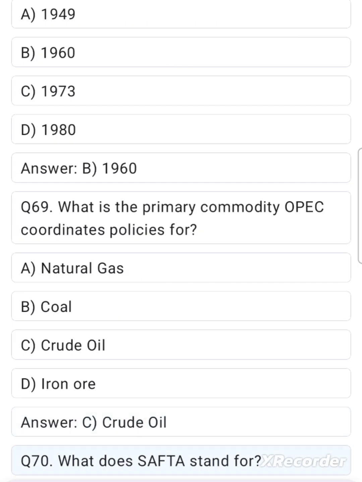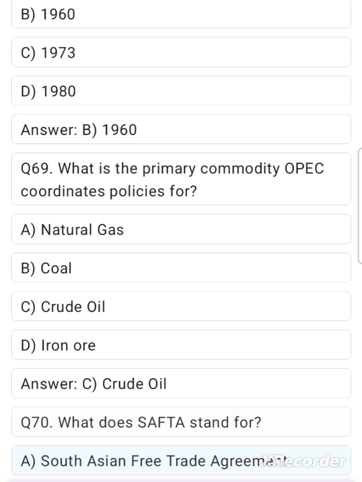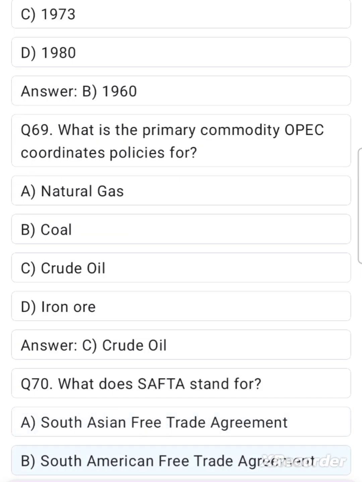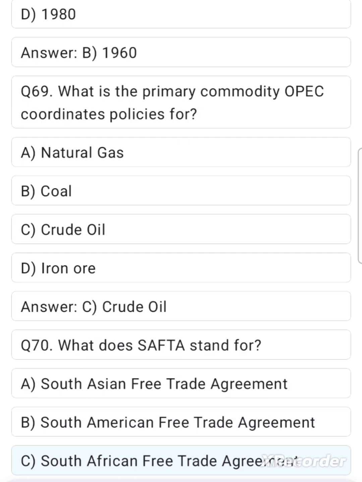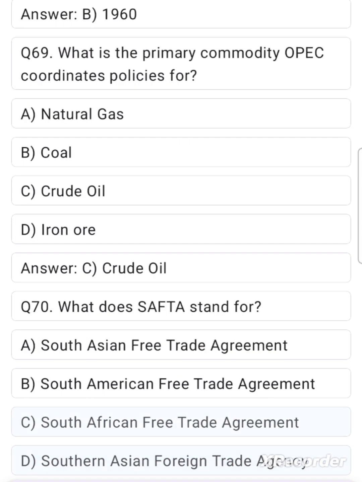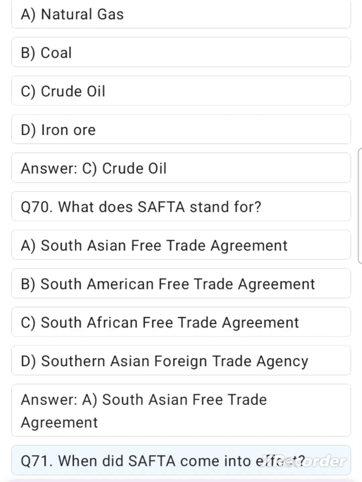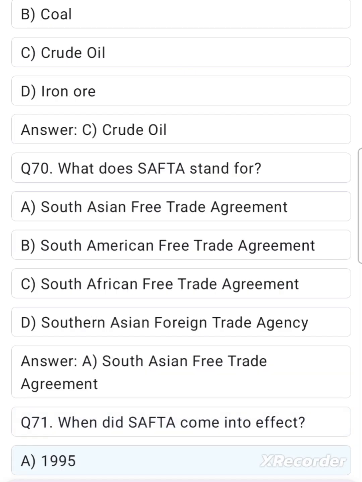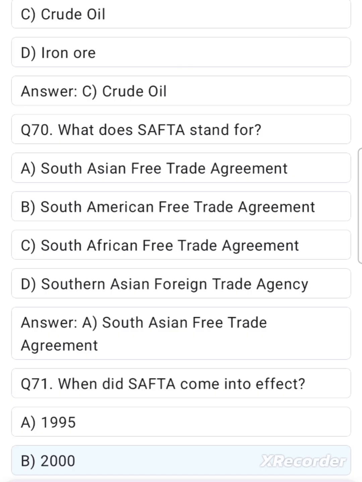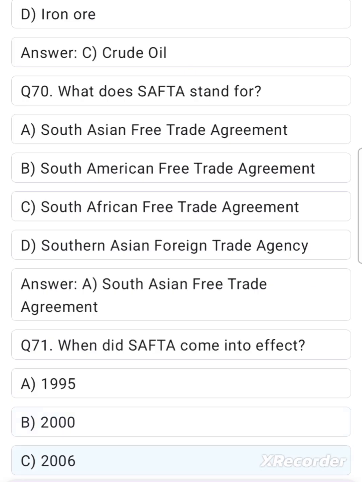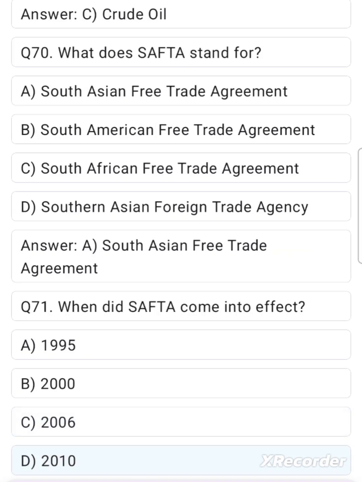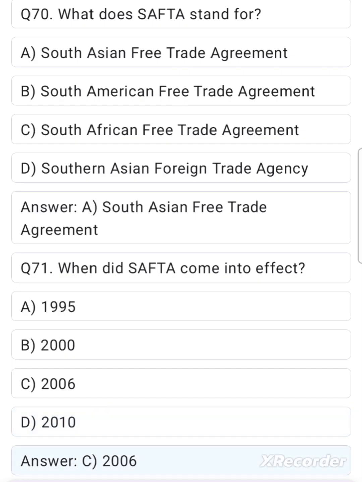Q70. What does SAFTA stand for? A. South Asian Free Trade Agreement. B. South American Free Trade Agreement. C. South African Free Trade Agreement. D. Southern Asian Foreign Trade Agency. Answer: A. South Asian Free Trade Agreement. Q71. When did SAFTA come into effect? A. 1995. B. 2000. C. 2006. D. 2010. Answer: C.